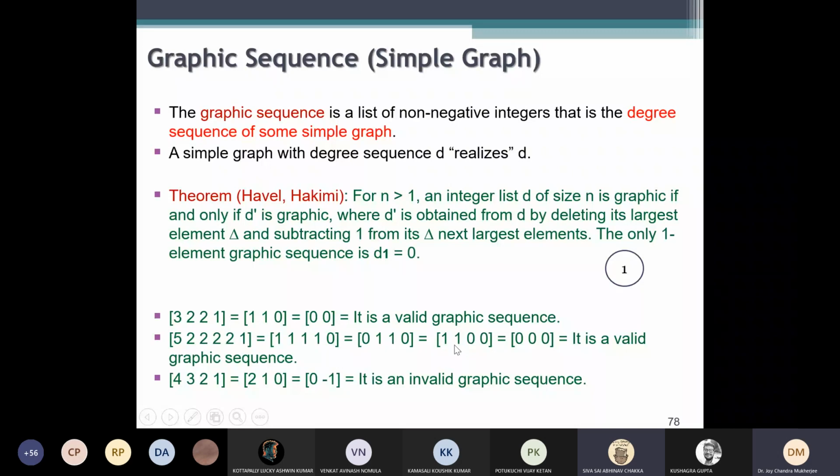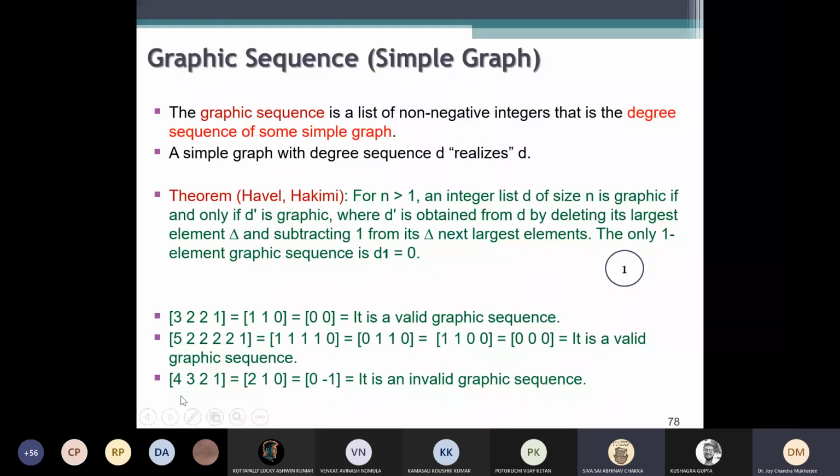Now again I get the maximum one, that is 1. I remove it and subtract 1 from the next, so it is 0, 0. Now 0, 0 is again a valid graphic sequence. It corresponds to 3 vertices which don't have any edges between them. Okay.